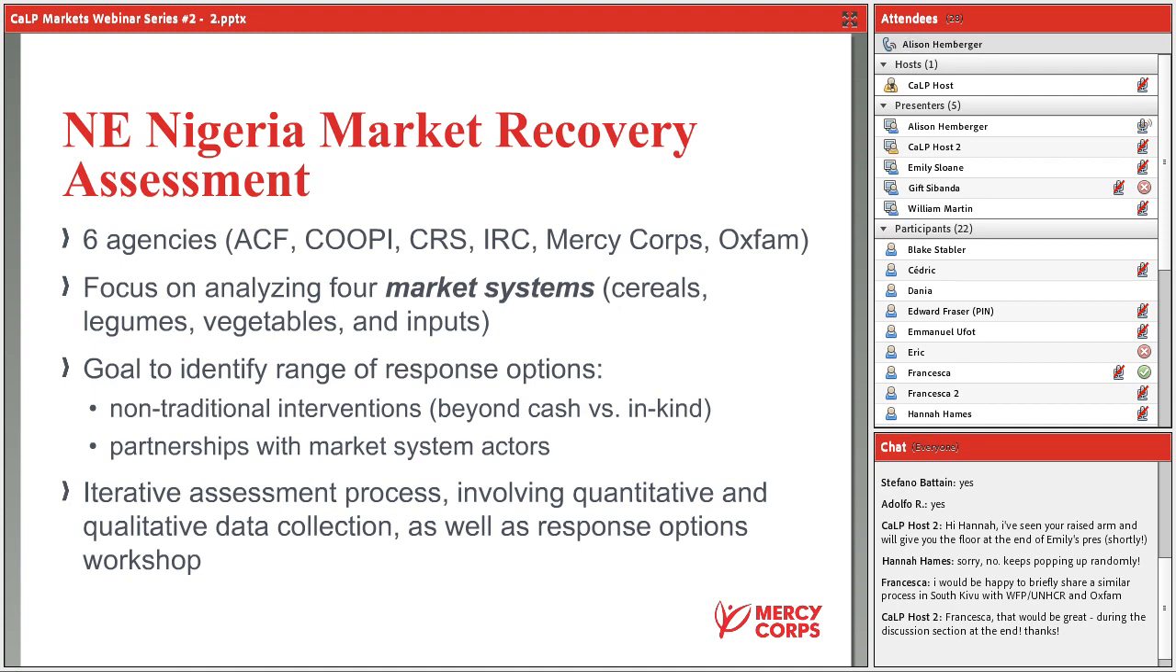And then the final thing is that the assessment process we've gone through, and the final report is just about to be published, has been an iterative assessment process, and so it involved both quantitative and qualitative data collection, as well as a response options workshop. So what I'm going to focus on is the response options portion, and the question that we put to ourselves is, how do we come up with different types of response options that make us think a little bit more towards how we can be strengthening the role of market actors while also ensuring that we're supporting recovery for households.